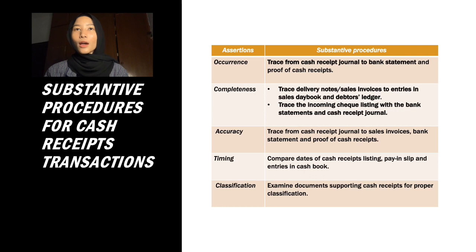Third, we have accuracy. The auditor need to trace from cash receipt journal to sale invoice, bank statement, and proof of cash receipt. Next, timing. The auditor need to compare date of cash receipt listing, paid in slip, and entry in cash book. Last but not least, we have classification. The auditor need to examine documents supporting cash receipt for proper classification.